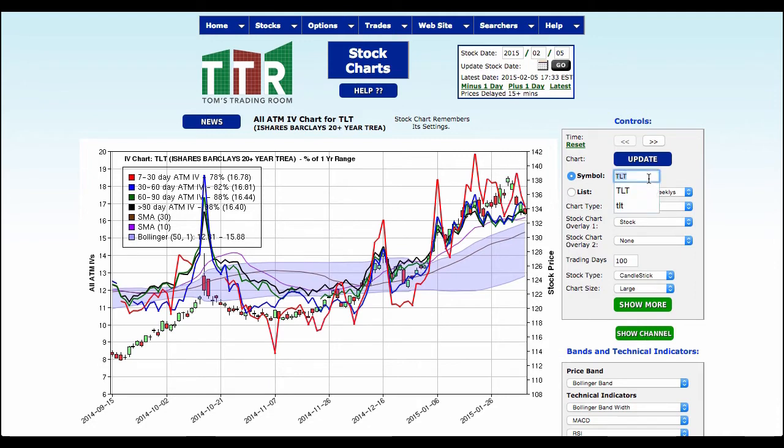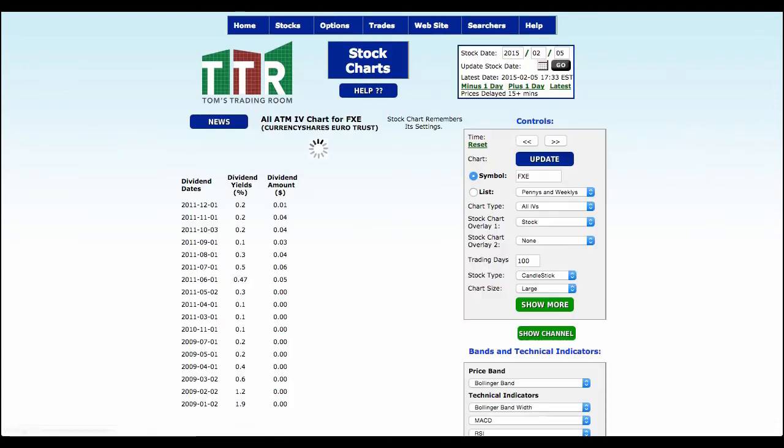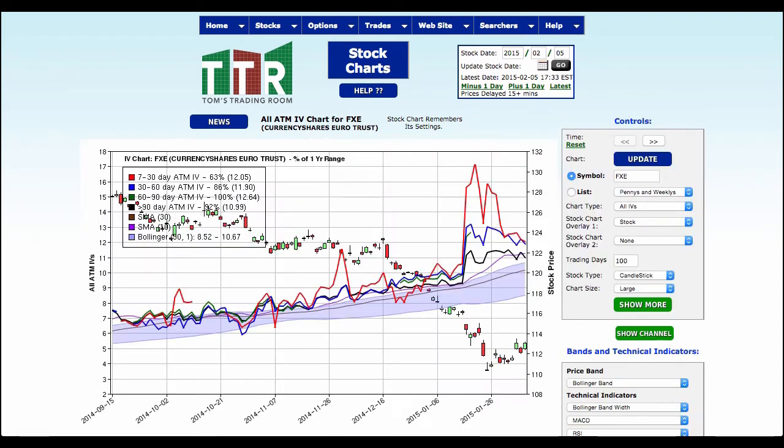How about the euro? We look at FXE for the euro, and everything stays the same. The euro's been dropping. Volatility, especially in the last month to two months, has been on the rise. As the euro's been falling, and you can see here, most recently the euro's starting to rise since February, and we've seen a little bit of a drop-off, but still implied volatility is very high for the euro-dollar.